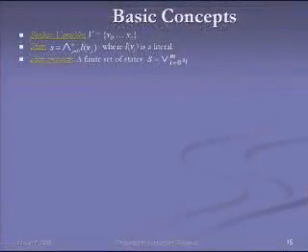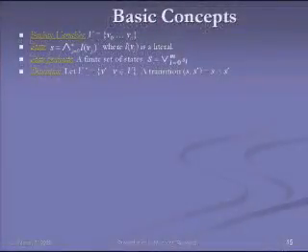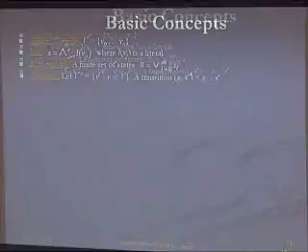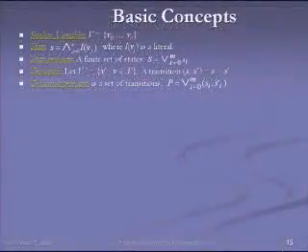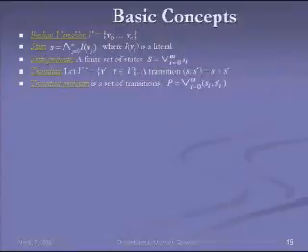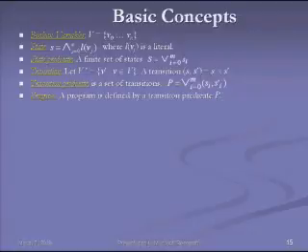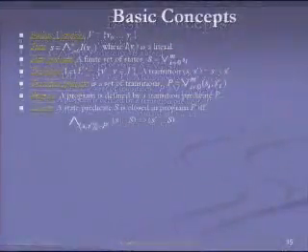A state predicate is basically a set of states. A transition is a pair of states from S to S prime, where S prime contains all the prime variables. These are the common practices in model checking too. A transition predicate is basically a set of transitions. A program is basically a transition predicate. We model programs by just a set of transitions.